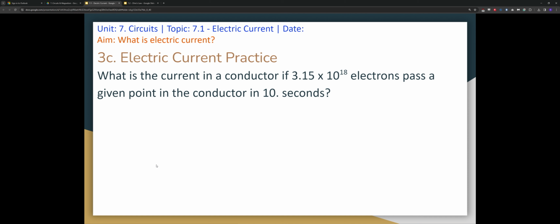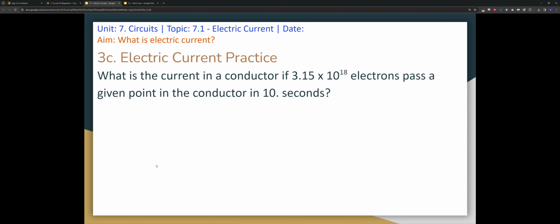Now, moving on to the third question. This third practice question is fairly difficult. Actually, it's not that difficult, it just requires one more step. It begins by asking, what is the current in a conductor if this many electrons pass through a given point in the conductor in 10 seconds? So you're looking for current here, so you're looking for I. We're no longer looking at charge.